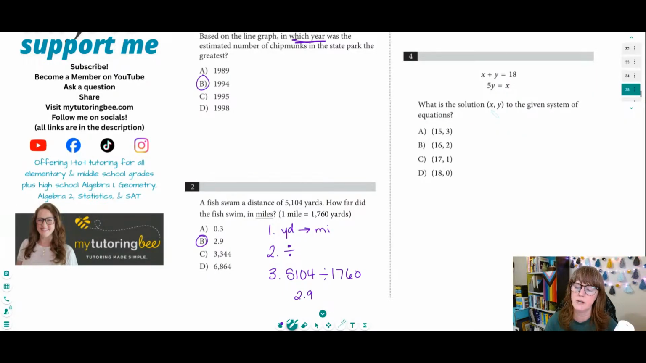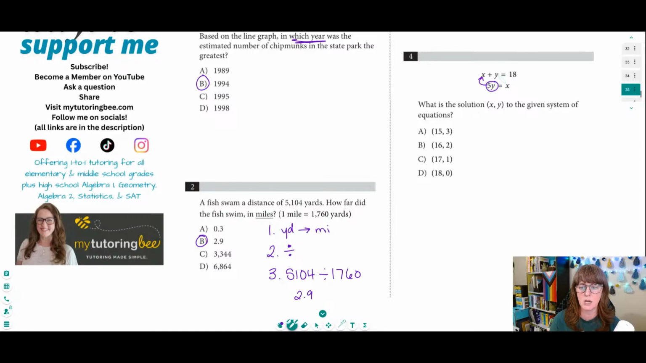What is the solution, x y, to the given system of equations? So take a look at our answer choices. They are all coordinate pairs. And let's take a look at our two different equations. We can choose whatever method we would like to use for a system of equations. There's graphing, substitution, and elimination. This one seems like a great candidate for substitution because this equation has just a single x on one side of the equation. If x equals 5y, then x equals 5y in this equation too.